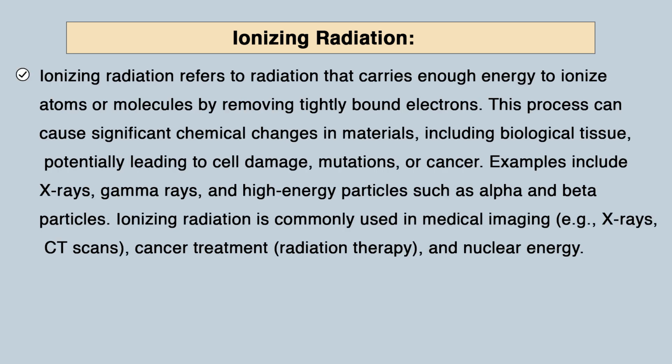Ionizing radiation refers to radiation that carries enough energy to ionize atoms or molecules by removing tightly bonded electrons. This process can cause significant chemical changes in a material, including biological tissue, potentially leading to cell damage. Examples include X-rays, gamma rays and high energy particles such as alpha and beta particles. Ionizing radiation is commonly used in medical imaging, cancer treatment and nuclear energy.